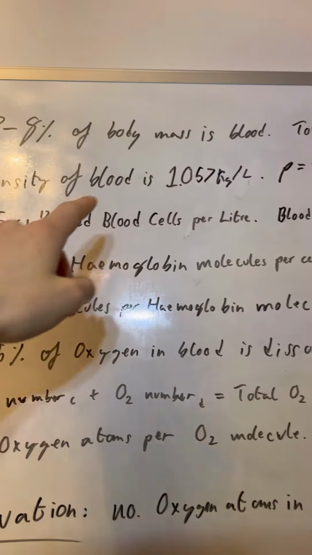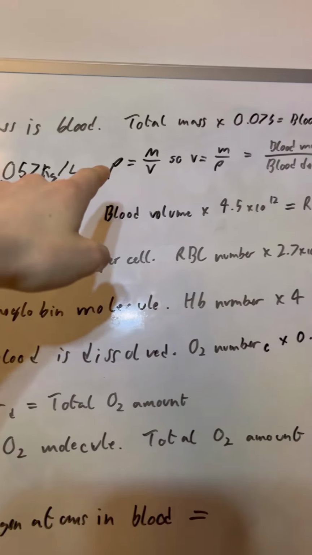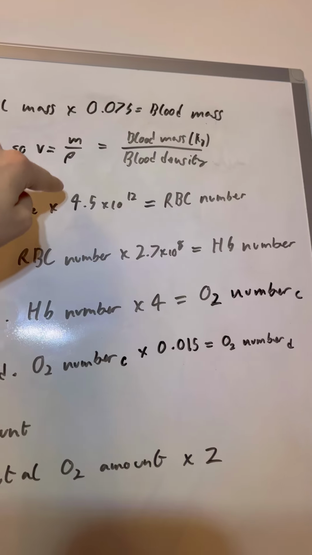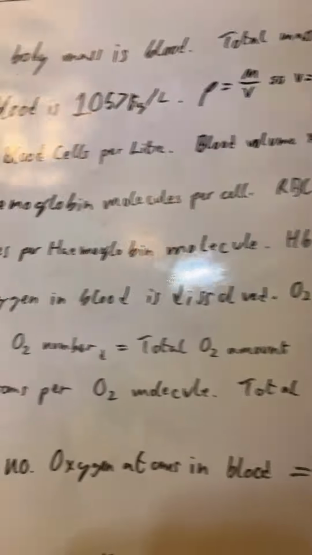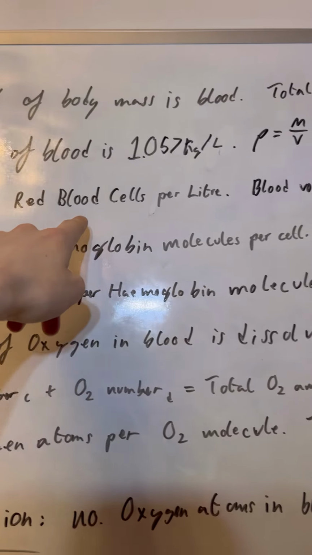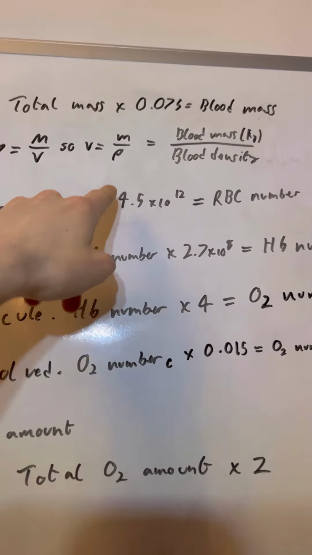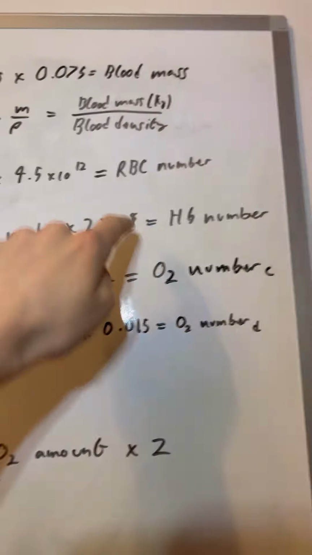The density of blood is 1.057 kilograms per litre on average. The density equation is density equals mass over volume, so volume equals mass over density. So put your blood mass in kilos over your blood density. Now, 4.5 times 10 to the 12 red blood cells are in every litre of blood. So take your blood volume, which you calculated previously, times that by 4.5 times 10 to the 12 to get the number of red blood cells.